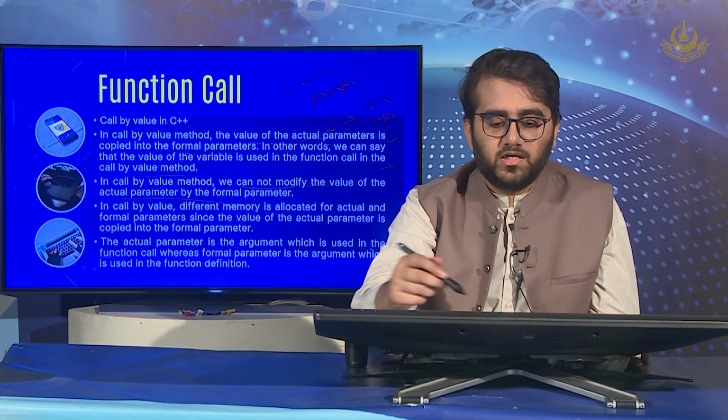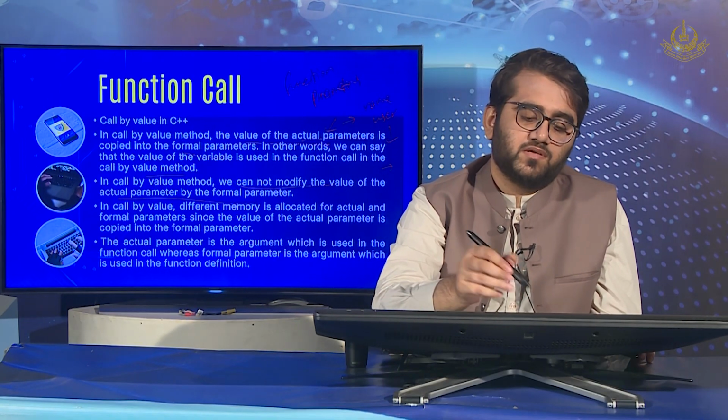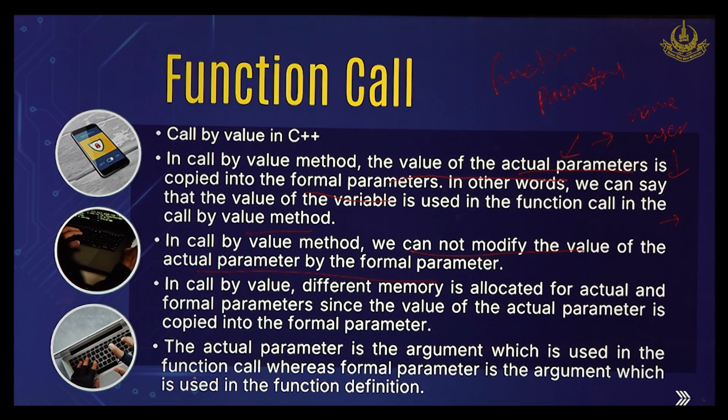Okay. So, the actual parameter is the argument which is used in the function call, whereas the formal parameter is the argument which is used in the function definition. So, that is what you have to understand.